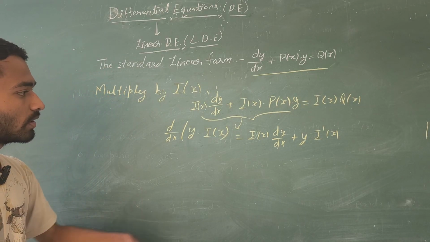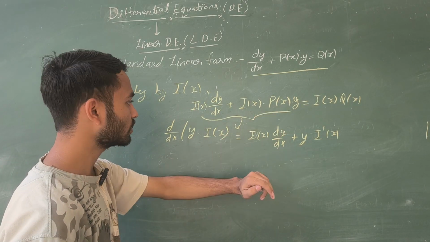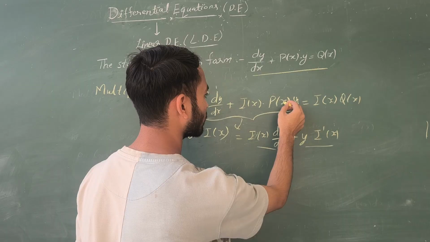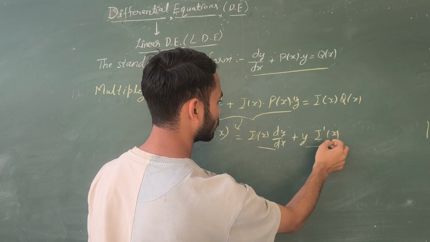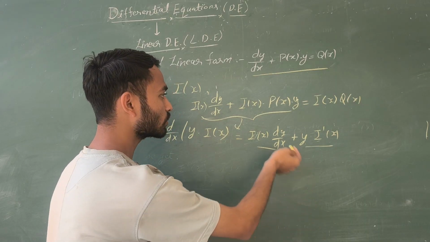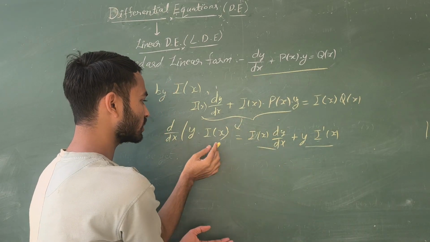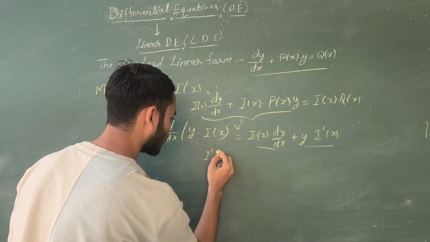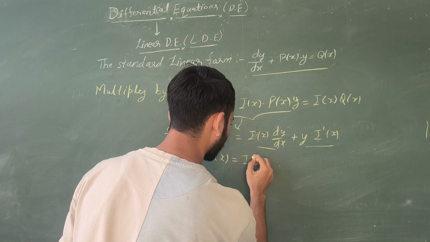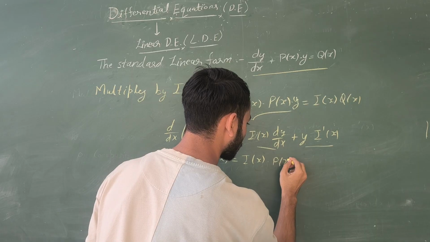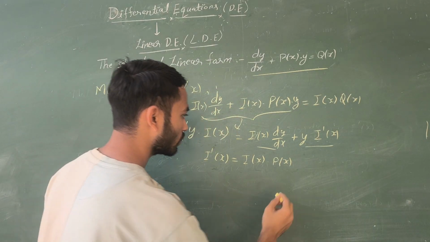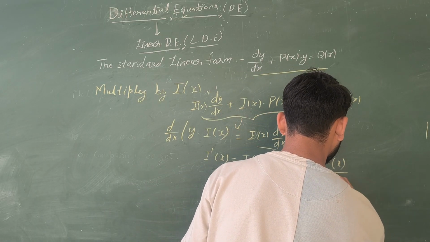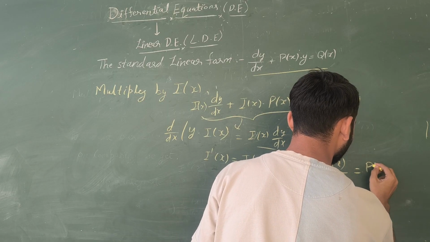Now if we compare this with our first equation, we can see that this term is the same, and here, y is here and I dash, the derivative, is this one, so it has to be equal to this, because we want our LHS to be this, and by expanding this we get this. So I'(x) has to be equal to I(x) P(x), which implies we can write I'(x) divided by I(x) is P(x).